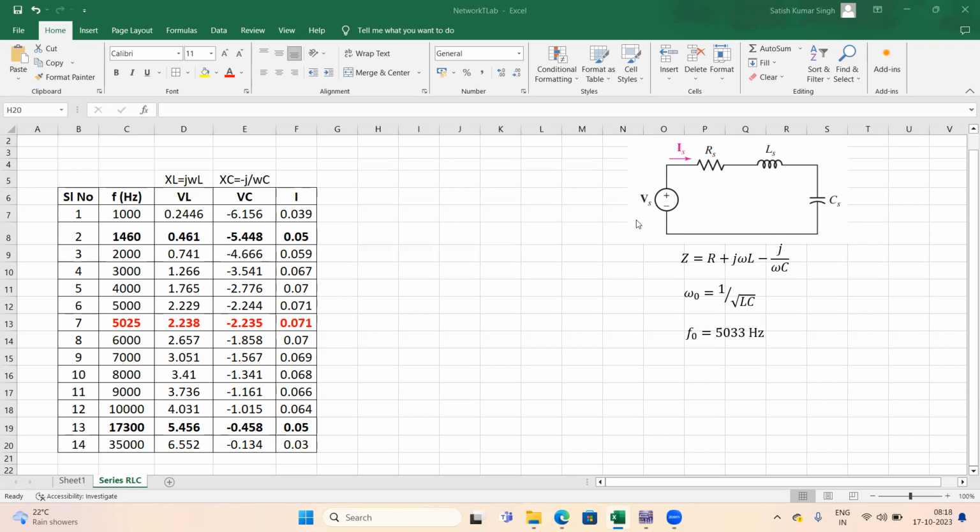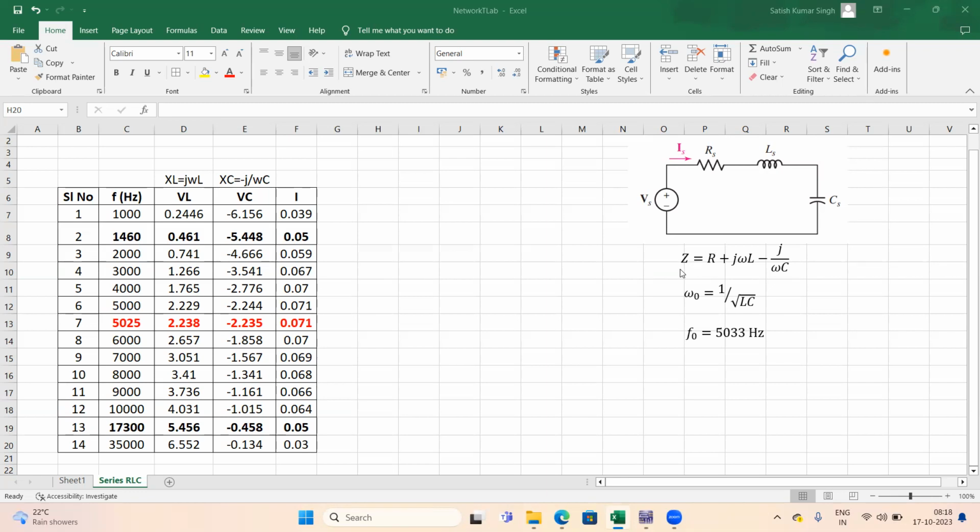First of all, because it contains inductance and capacitance, the total impedance offered by this circuit is given by this expression: Z equals R plus jωL minus j upon ωC. This is also written as XL, which is the inductive impedance, and this is XC, which is the capacitive impedance. So this way, the total impedance of the circuit is given by this equation.